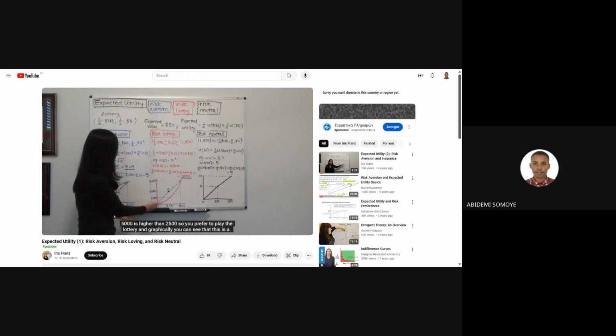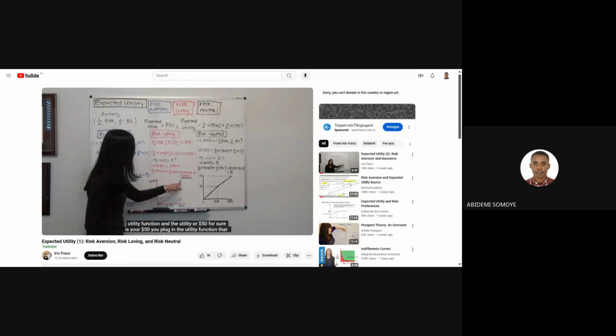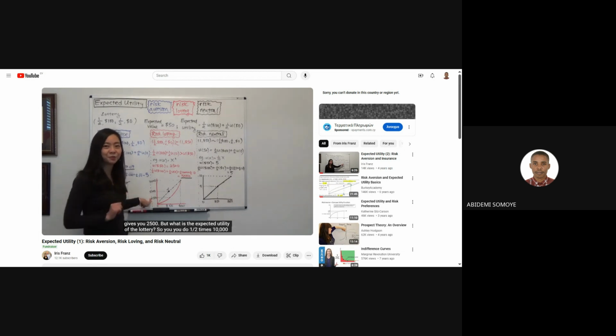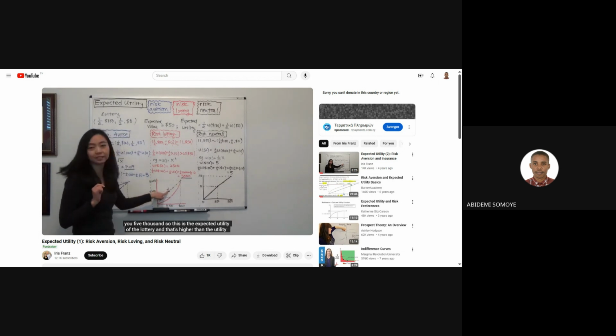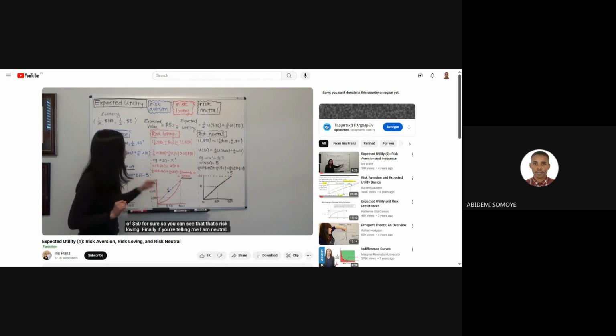And graphically, you can see that this is a utility function. And the utility of $50 for sure is here. So $50, you plug in the utility function that gives you 2,500. But what is the expected utility of the lottery? So you do a half times 10,000. That's the utility from $100. And plus a half times 0, because 0 squared is still 0. And that gives you 5,000. So this is the expected utility of the lottery, and that's higher than the utility of $50 for sure. So you can see that that's risk loving.